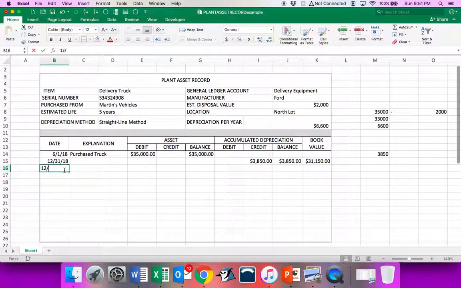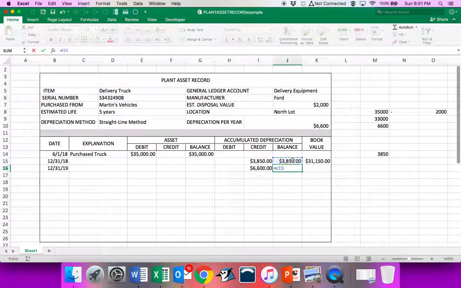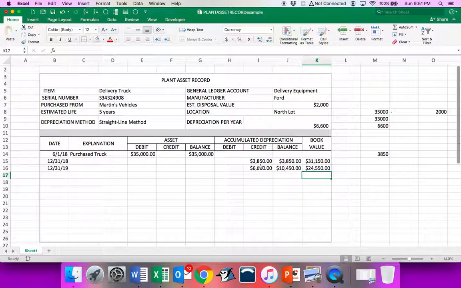The next year was a full year of depreciation, so it's going to be 6,600. Here in the balance, we take the previous year's depreciation and add this year's depreciation. So we've depreciated 10,450. For the book value, we take the value of the truck and subtract the current year's depreciation. So the truck is worth $24,550. That's 2 years.